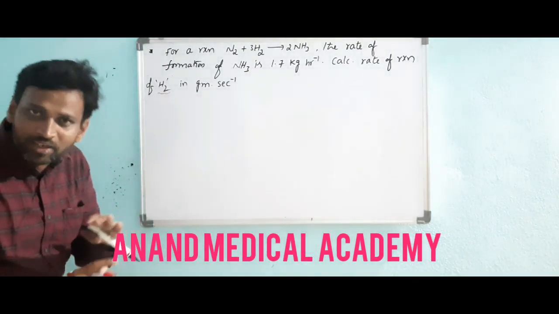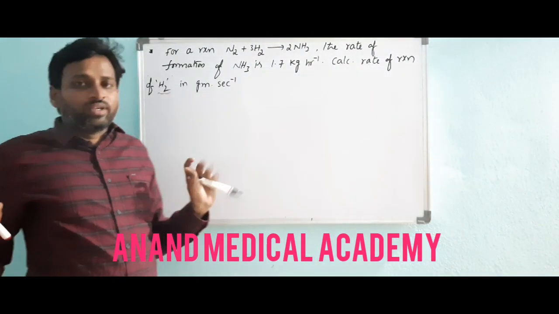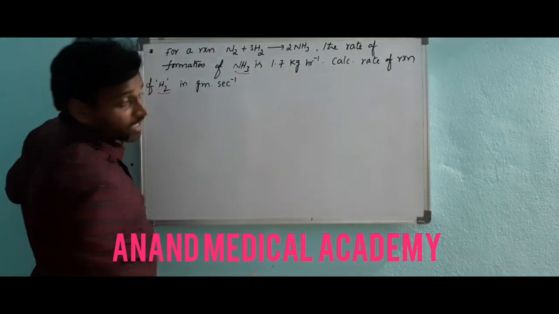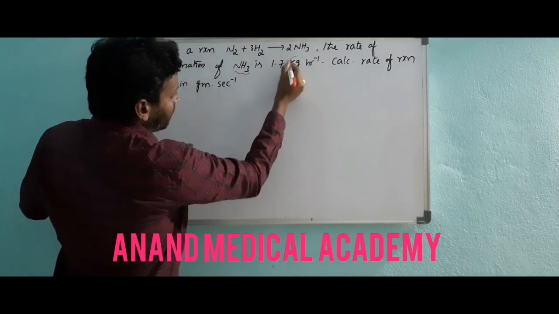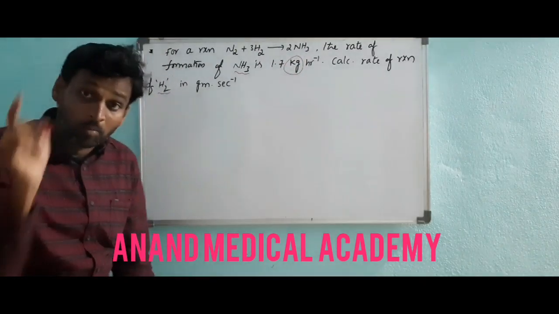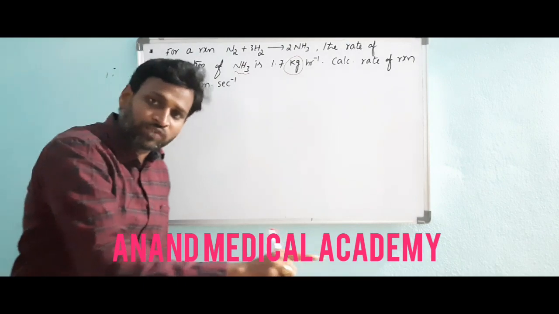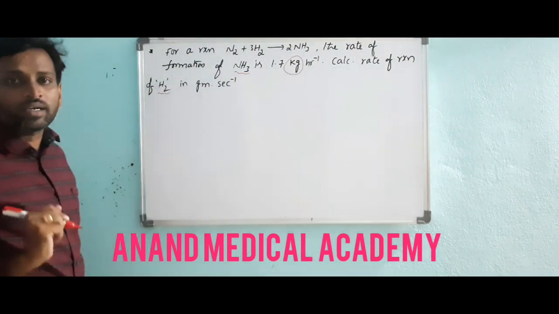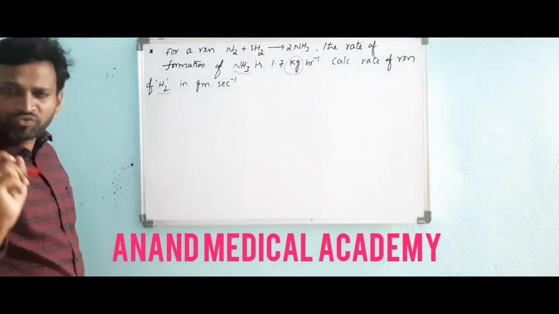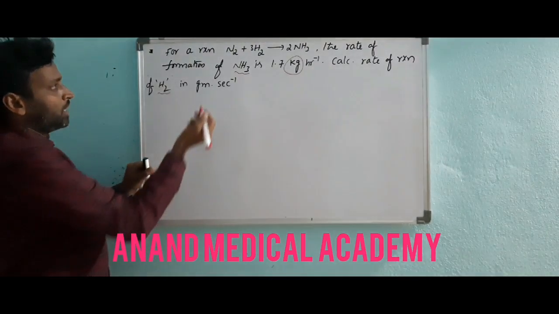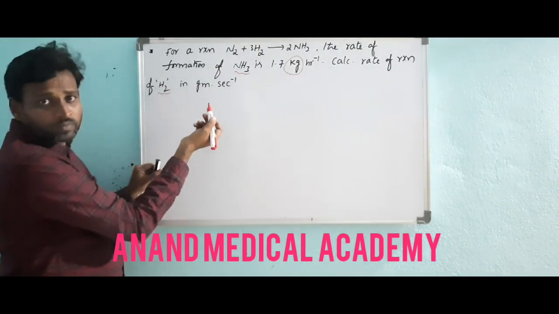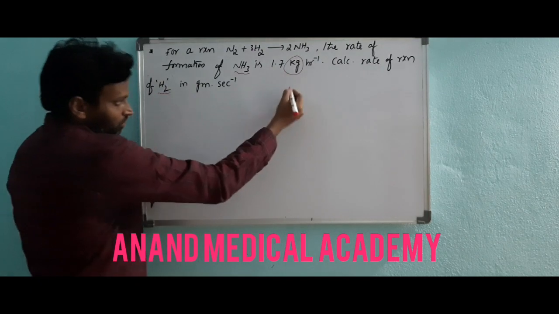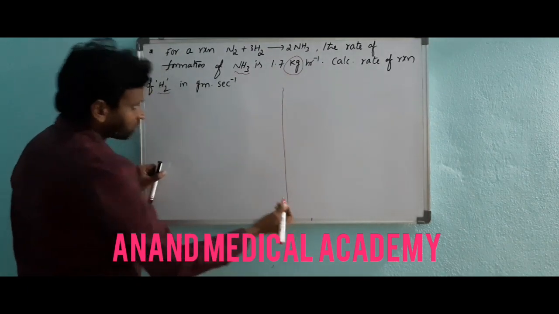So here it is very clear. Don't worry. Listen carefully. With respect to ammonia, 1.7 is given, but given in kg. Mole per liter we discussed, atmosphere we discussed. Now in terms of grams or kg, how to calculate the rate of reaction, I'll tell you. So it is very important for us. It's a JEE question also. So 1.7 kg per hour. Write down that information first.